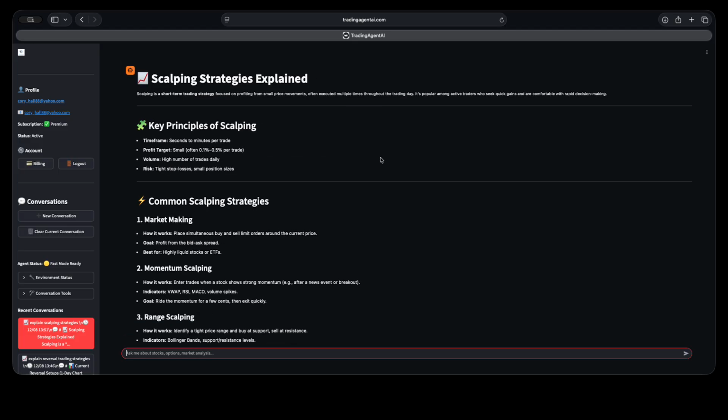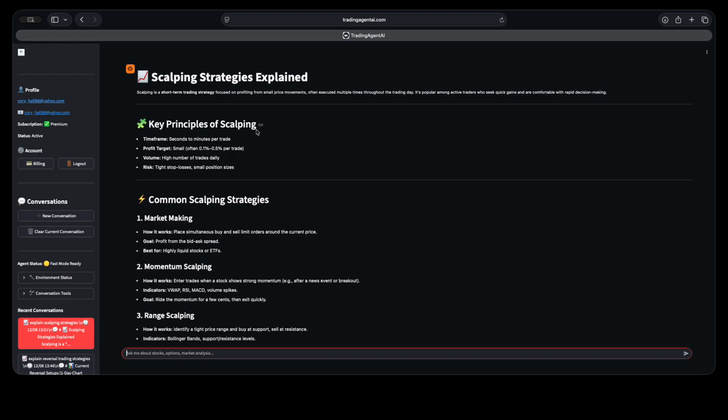So scalping is a short-term trading strategy focused on profiting from small price movements, often executed multiple times throughout the trading day. It's popular among active traders who seek quick gains and are comfortable with rapid decision making. So if you're a person who gets analysis paralysis, scalping may not be a strategy for you. But if you are quick and decisive, then scalping may be a good opportunity for you.